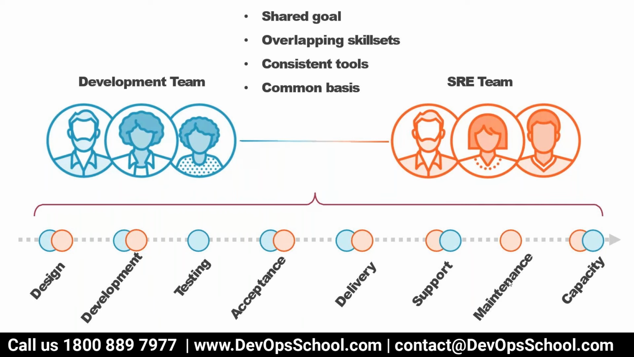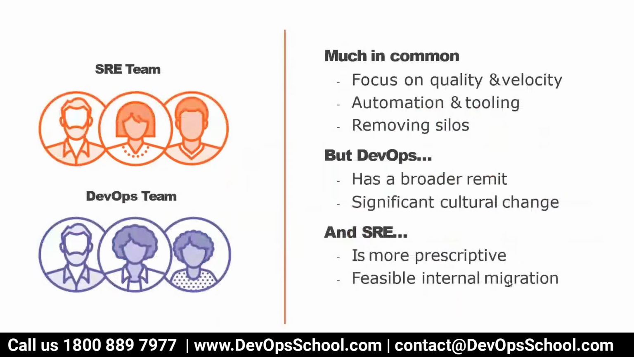So this is the main difference between the SRE team and the DevOps team. There are also some things which are common. For example, they both focus on quality and velocity. Velocity means speed. Quality means, if you remember the goals for implementing DevOps: improving the quality, reducing the cost, and third, immediate release. Immediate release you can take as velocity. So both focus on quality and velocity, automation and tooling, and removing silos, whatever you've been facing for the last couple of years.